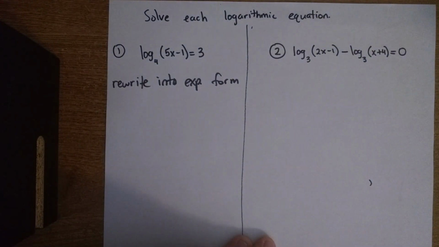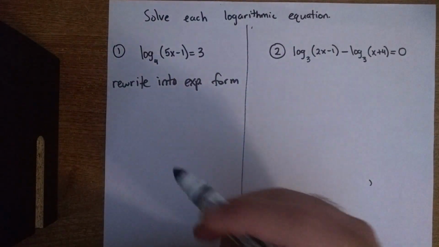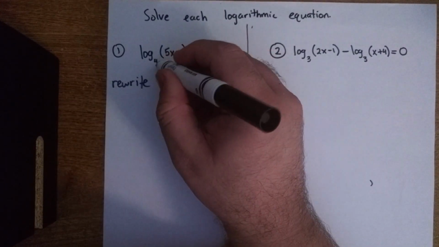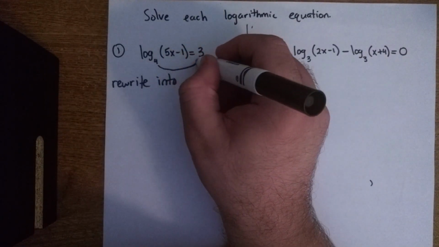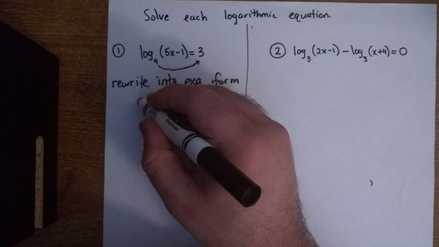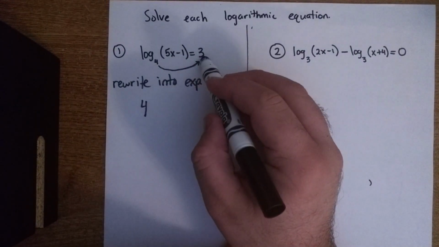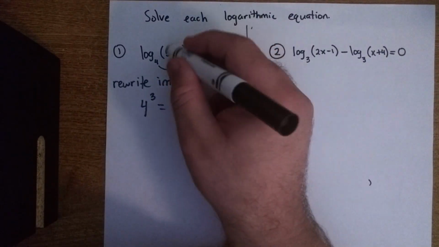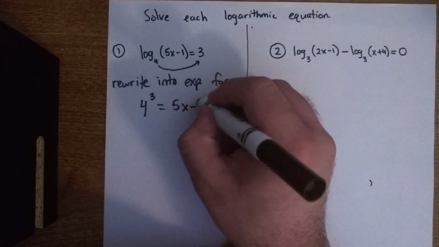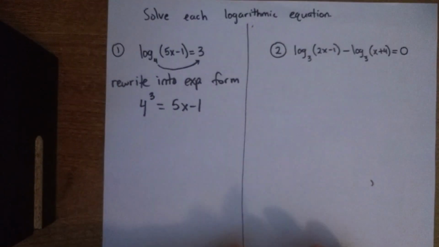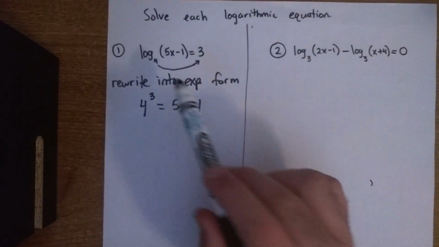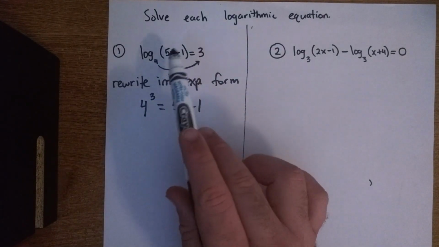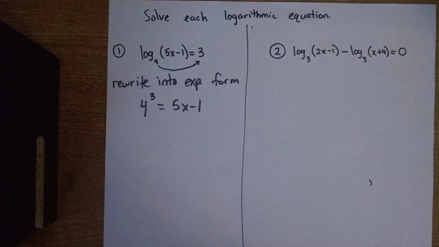If you recall how to do that, how do you rewrite a logarithm into exponential form? My trick that I like to use, and whatever you need to do, is you take the 4, the base, and raise it to the power of the other side, so 4 to the power of 3. And then equals whatever you have here, which is 5x minus 1. Okay, take a moment to process that. I took the base 4, raised it to the power of the other side, so I have 4 to the power of 3, equals whatever I'm left over with right here, which is 5x minus 1.